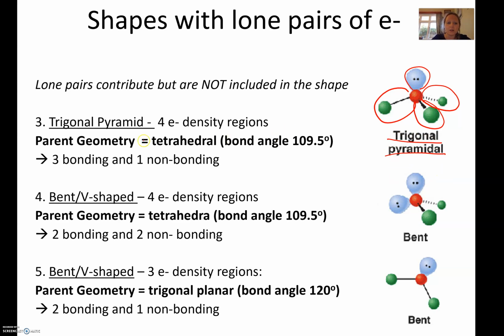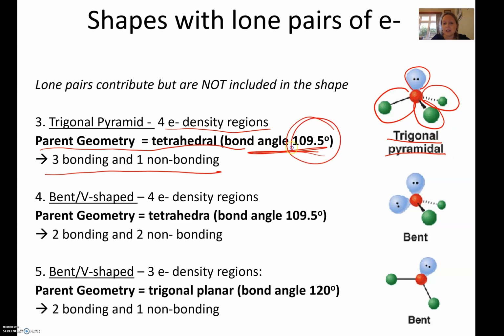Okay, so it's based on the tetrahedral parent geometry because there are 4 electron density regions, and that's why it retains the bond angle of 109.5, but now because there are 3 bonding and 1 non-bonding, the shape is trigonal pyramid. Now this here is technically not correct, but I'm not going to go into it now. If you do scholarship with me, I will go through that. For some reason, NCEA just stick to these derived from the parent geometry bond angles, but it's not technically correct. Okay, so let's look at this next shape.